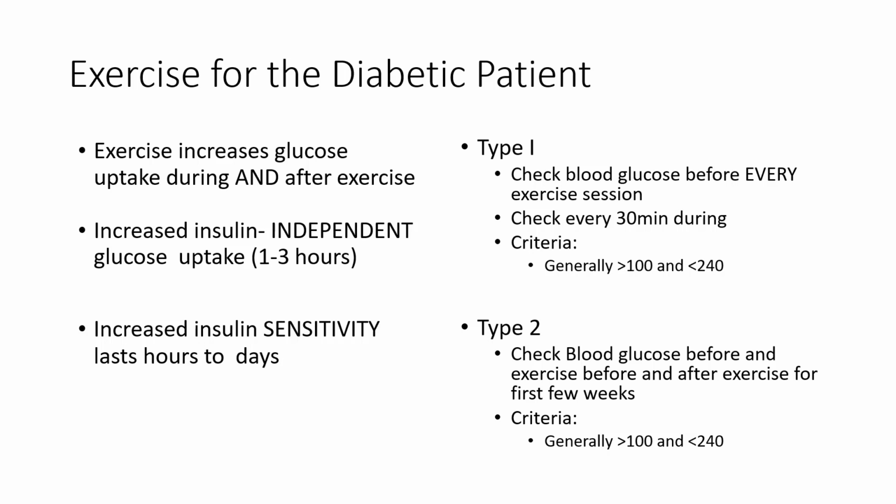Typically, we should be checking during exercise as well, about halfway through. If you're doing an hour session, every 30 minutes, just to make sure blood glucose isn't dropping too much. Now, the same is generally true for a type 2 diabetic. You want to check before and after as well.